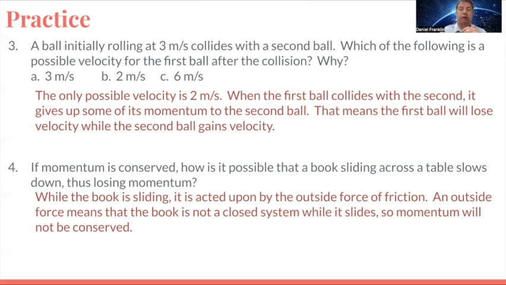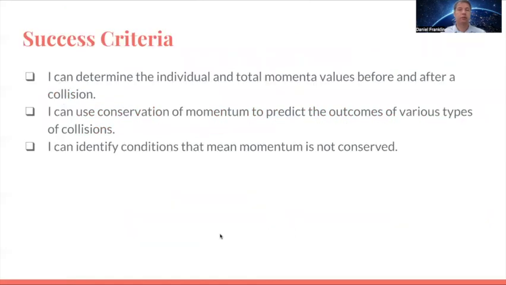If momentum is conserved, number 4. Momentum is conserved, how is it possible that a book sliding across the table slows down, thus losing momentum? It's called friction, okay? It's an outside force.